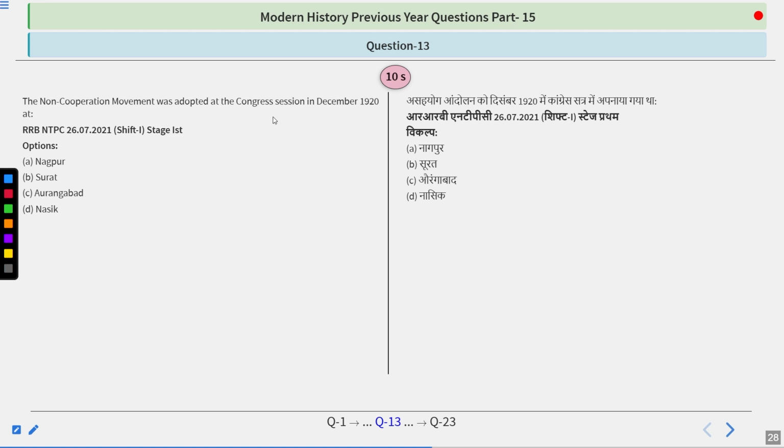The non-cooperation movement was adopted at the Congress session in December 1920 at which place? There was a special session that was organized. One was a special session in 1920 and another one was the annual session. So at which session was it adopted? Options: Nagpur, Surat, Aurangabad, Nasik. Take your time.